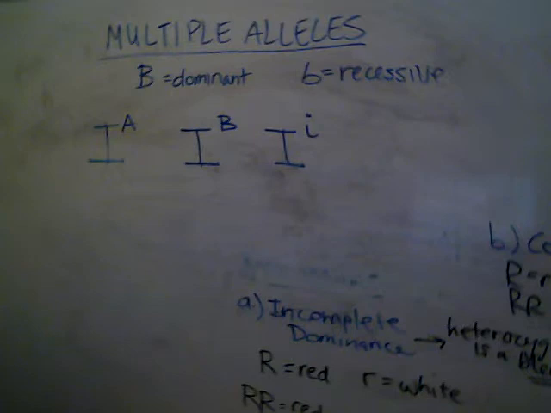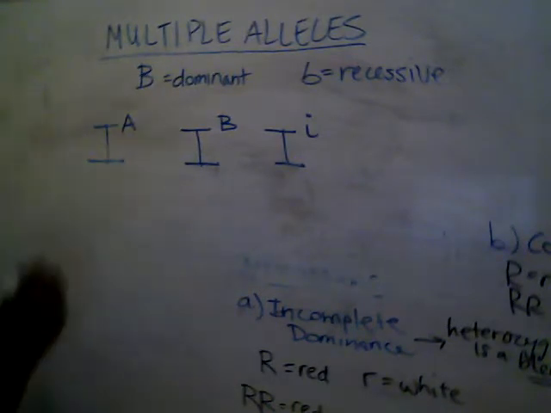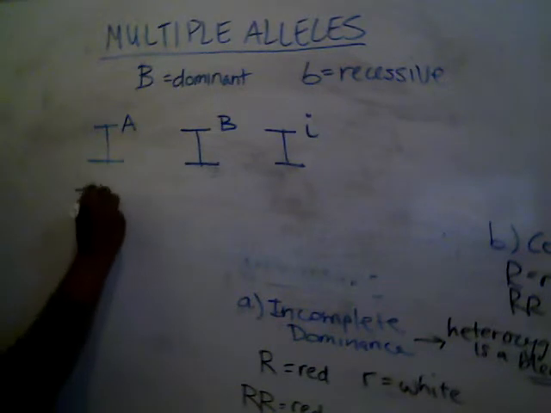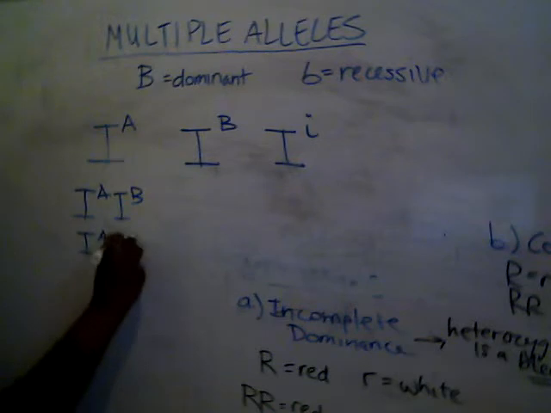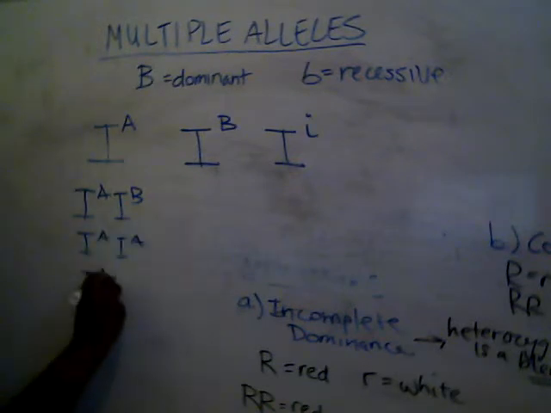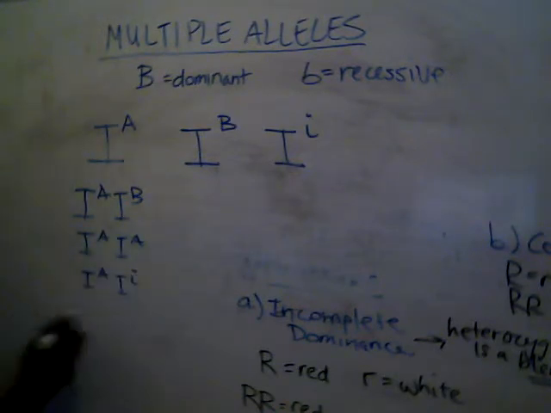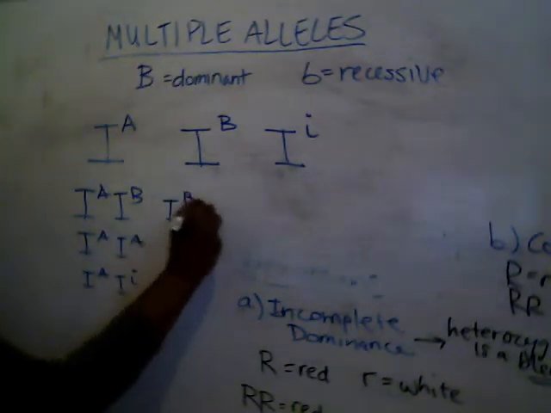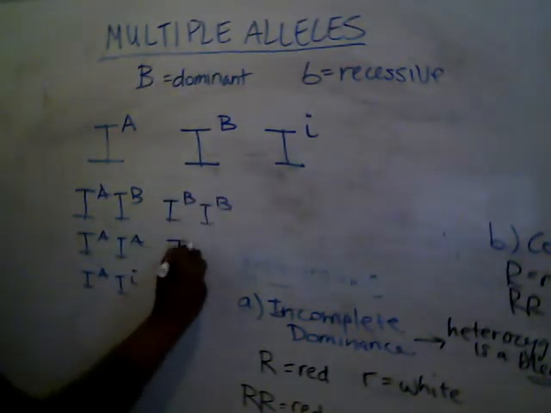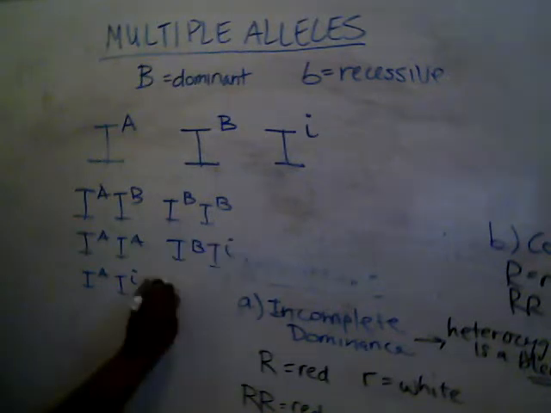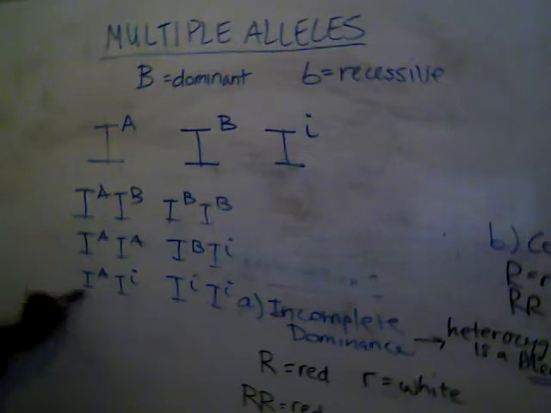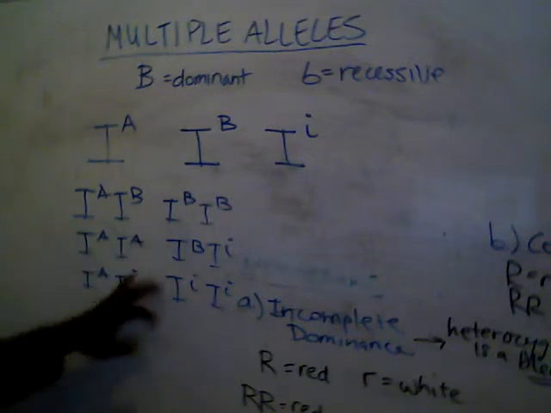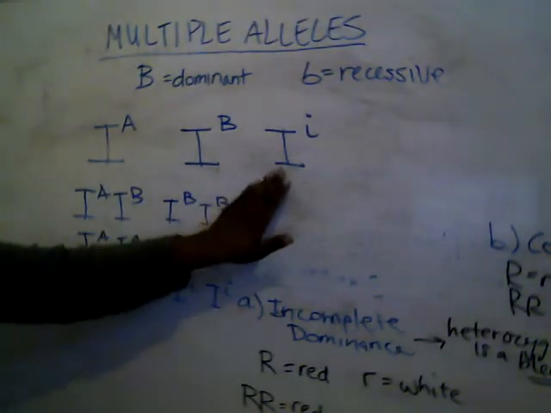Now the good thing about having multiple alleles is that you can have multiple combinations of traits. So you can have big A, big B. You can have big A, big A. You can have big A, little i. You could have big B, big B. You could have big B, little i. You could have little i, little i. So you actually have 6 different outcomes just by adding one extra allele.